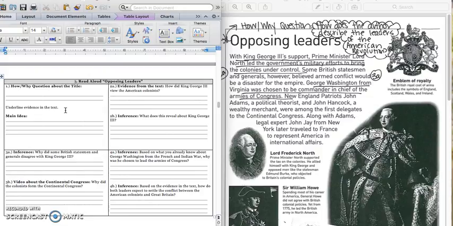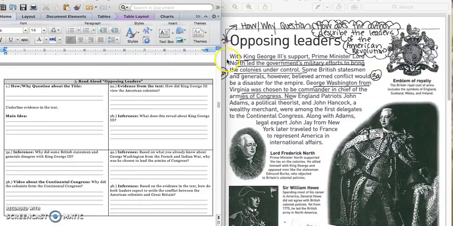And the title is Opposing Leaders. So my question is, in box 1, write this down. How does the author describe the leaders of the American Revolution? Press pause to write down your answer and play when you're ready to read.